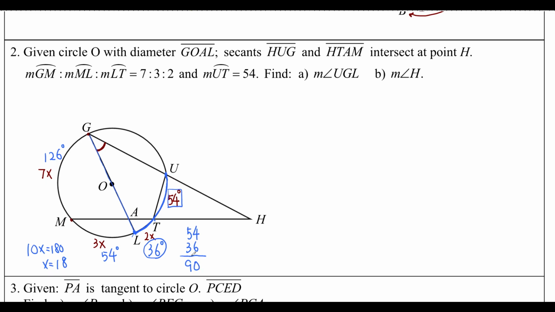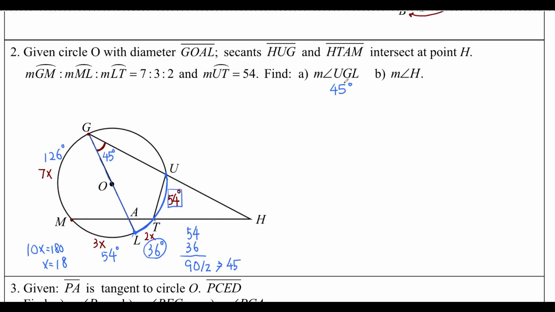Which is equal to the central angle, but this is the inscribed angle, so it must be half of this one. 90 divided by 2, that is the inscribed angle, right? 45. Okay, so this is 45 degrees. So you got the 45 over here.